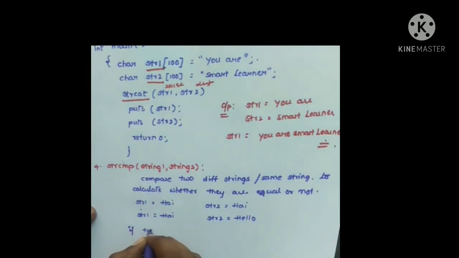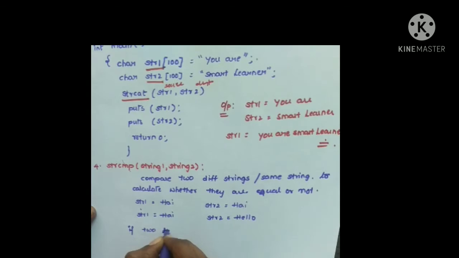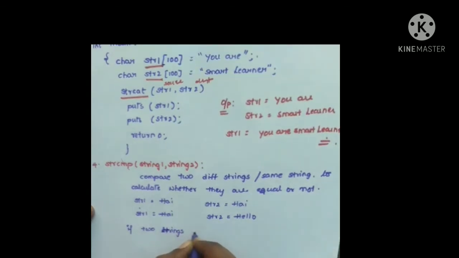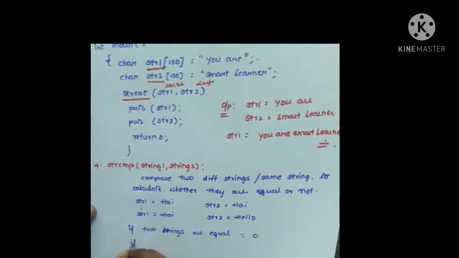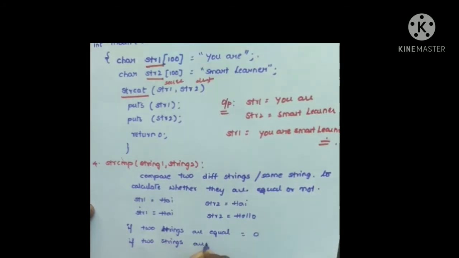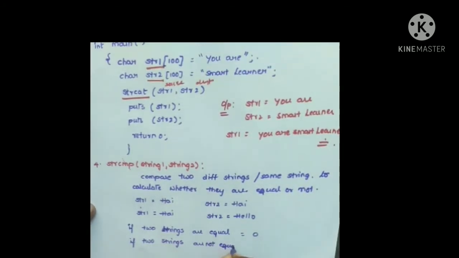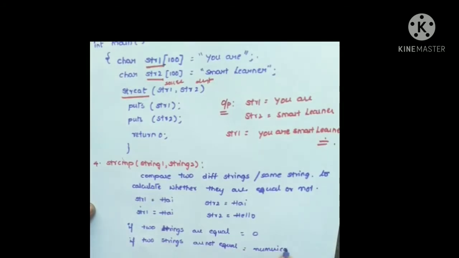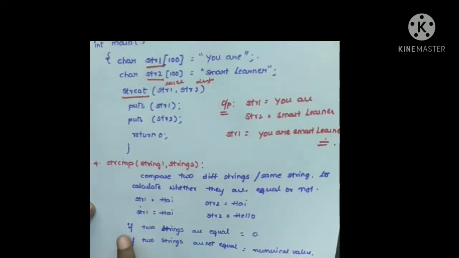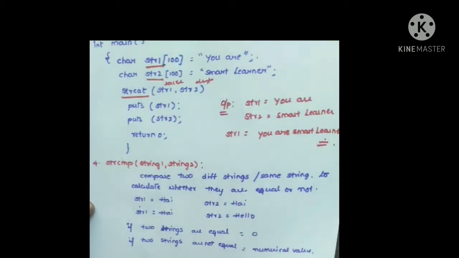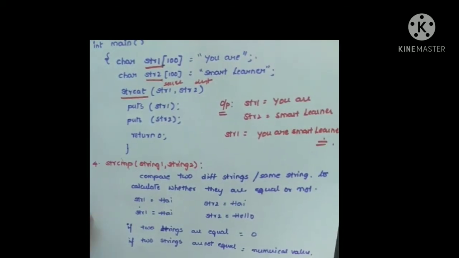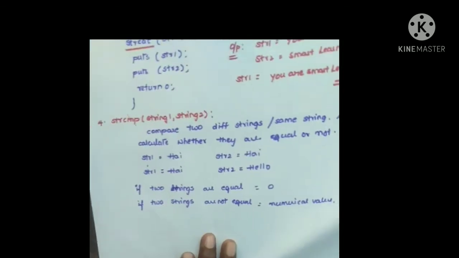If two strings are equal, it displays an answer 0. If two strings are not equal, it returns some numerical value. Any numerical value can be returned. If two strings are equal, it is going to declare 0. If two strings are not equal, it is going to declare a numerical value. Like that, there is a condition.